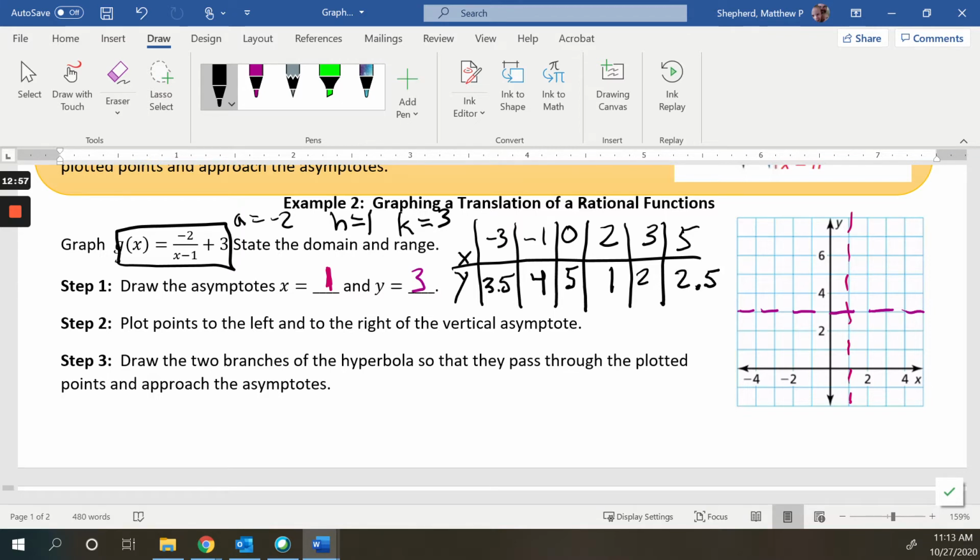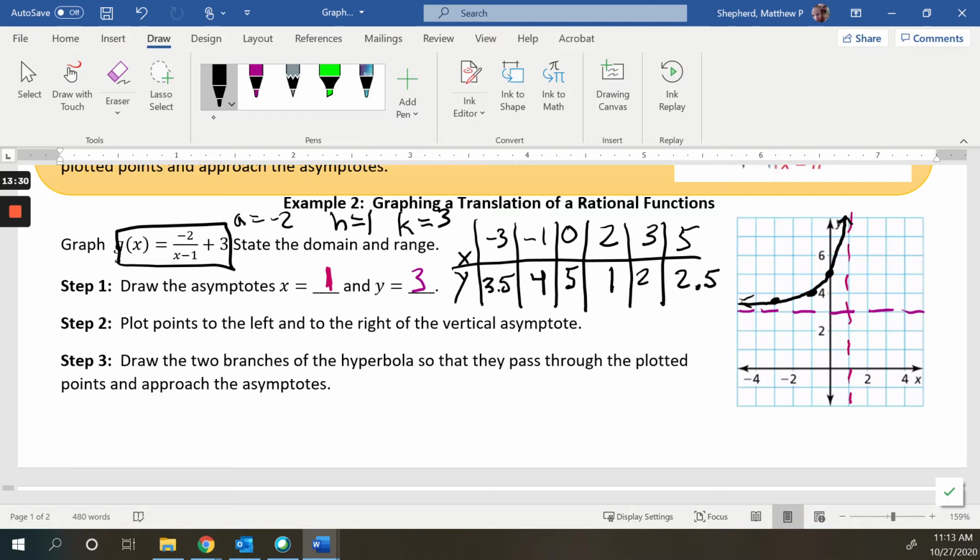So let's go ahead and start graphing those points. At -3, we're up at 3.5. At -1, we were up at 4. And then at 0, we were up at 5. Now notice, I can already see how that's going to line up and how we're going to get closer and closer to our asymptotes without ever touching.